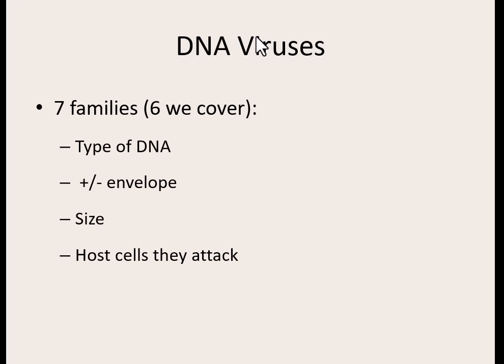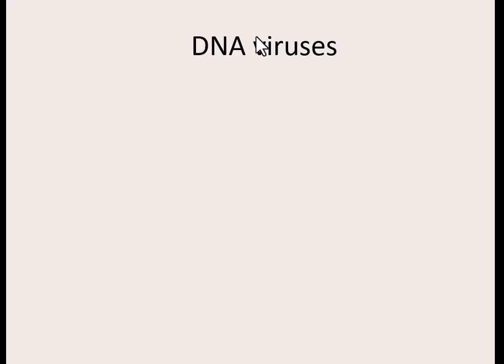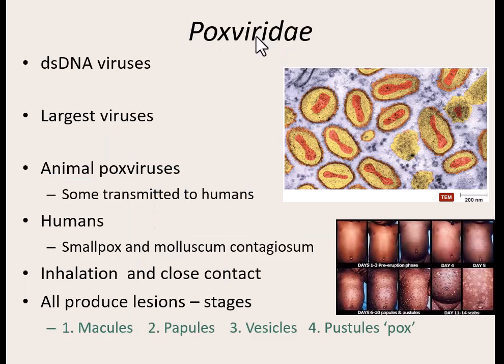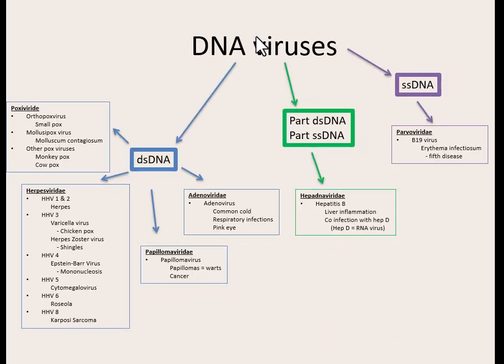And other than grouping them by the type of DNA they have, they're also subdivided based on whether they have an envelope or not, which they steal from their host cell, a little bit based on their size, as well as what host cells they attack, like where in the body they attack. So this is how we group them, and this is how we're going to go through them.